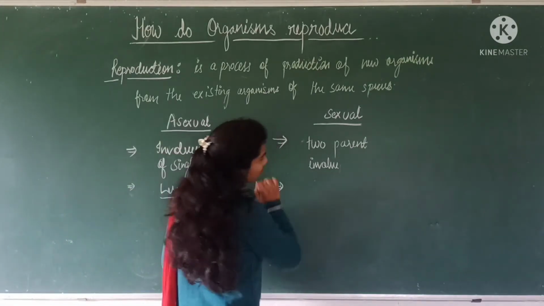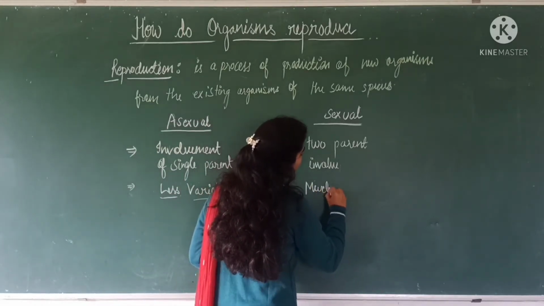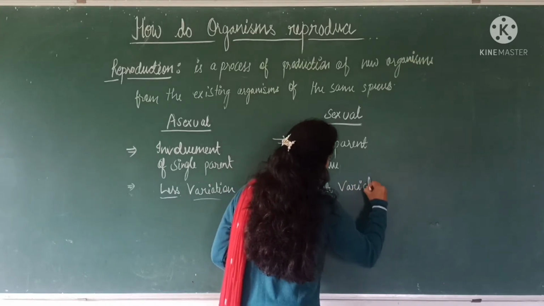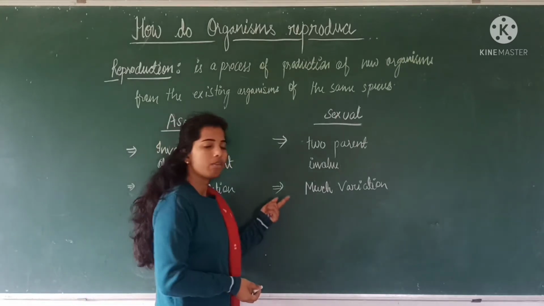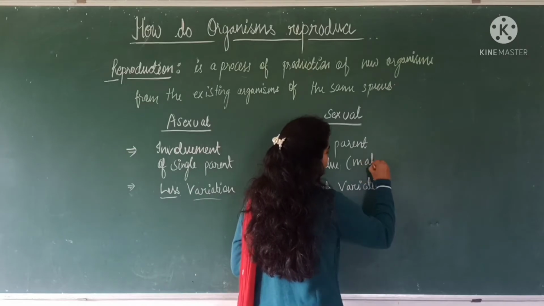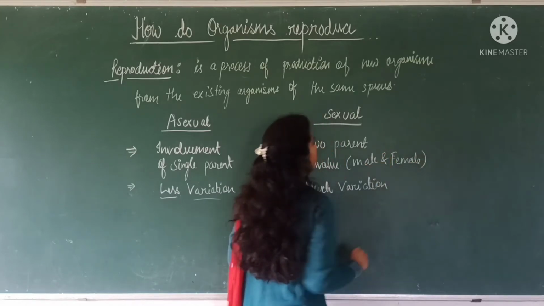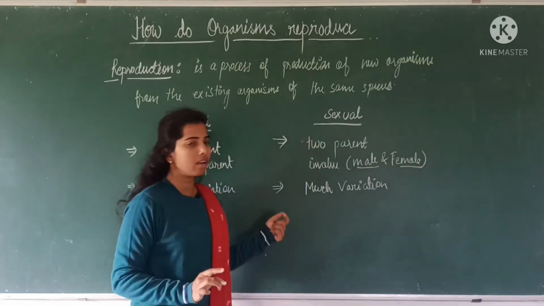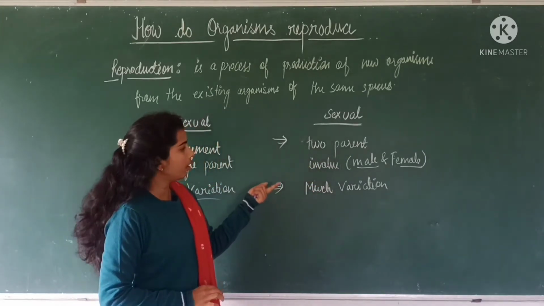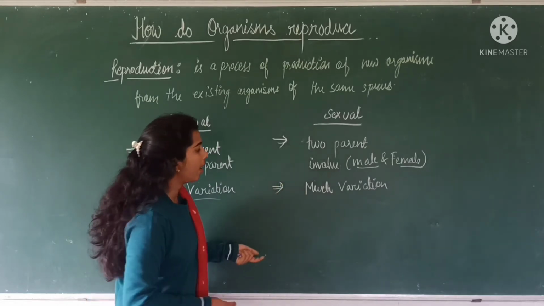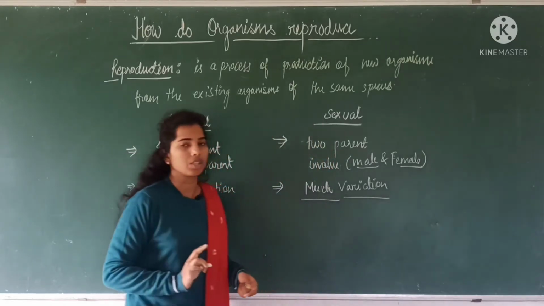Whereas in sexual reproduction, there is much variation because in the sexual mode of reproduction, two parents, male and female, are involved. So the offspring formed by the sexual mode of reproduction are different from their parental generation, and in the offspring there are much more chances of variation.